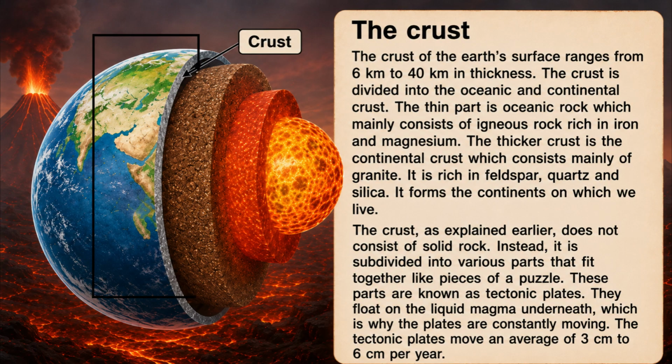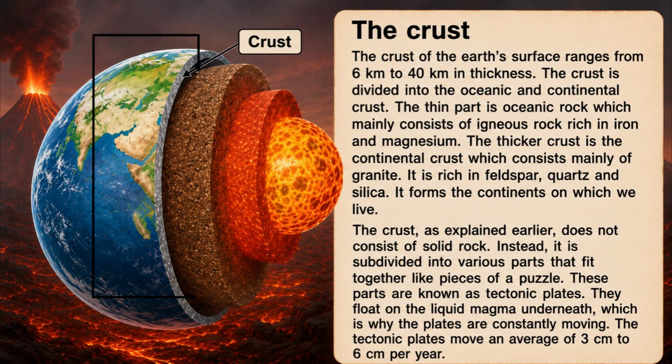The crust. The crust of the Earth's surface ranges from 6 km to 40 km in thickness. The crust is divided into the oceanic crust and the continental crust. The thin part is the oceanic crust, which mainly consists of igneous rock rich in iron and magnesium. The thicker crust is the continental crust, which consists mainly of granite. It is rich in feldspar, quartz, and silica. It forms the continents on which we live.